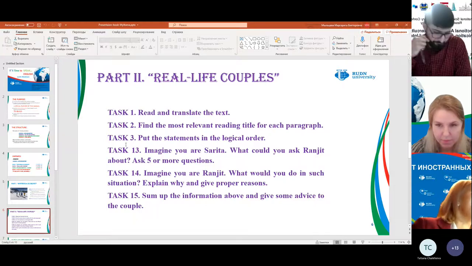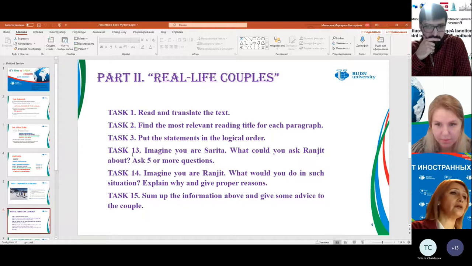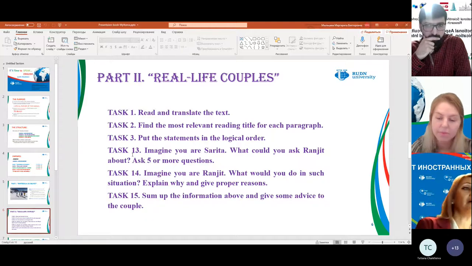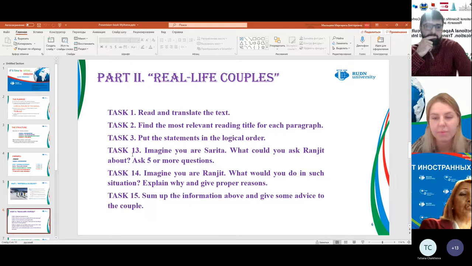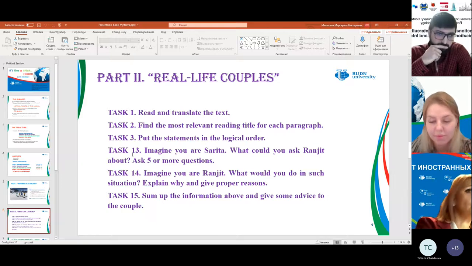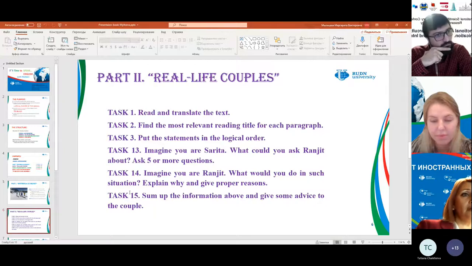So we've got more tasks. For example, task number 13 is quite interesting and becomes interactive. Imagine you are the main character. What could you ask your partner about? Ask 5 more questions. Well, sum up the information above and give some advice to the couple. Given pieces of advice, you can start speaking English, of course.